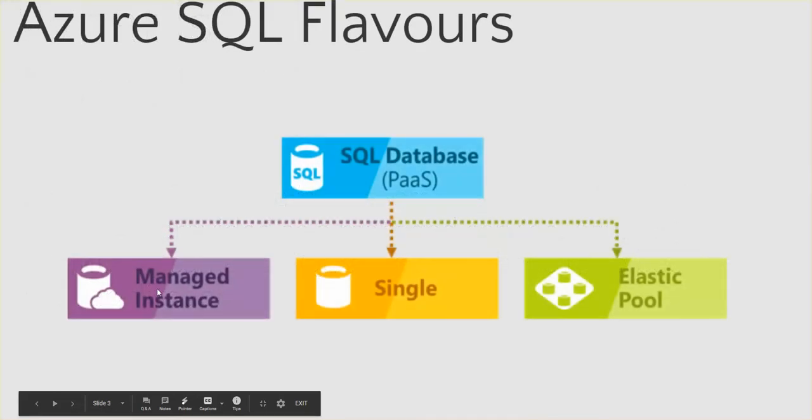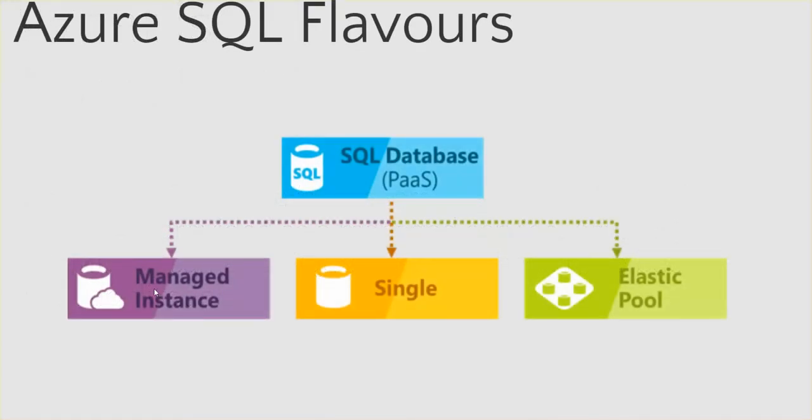Now, if we look at the different flavors of Azure SQL which are provided by Microsoft, then Azure SQL Database, as I said, is a platform as a service offering. It's available from the Azure portal, or you can use the CLI to provision it. It is available as a managed instance, as a single instance, and as an elastic pool. Now, these three flavors are quite unique and very specific to the customer requirement.